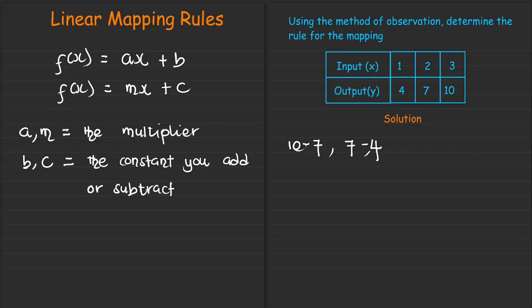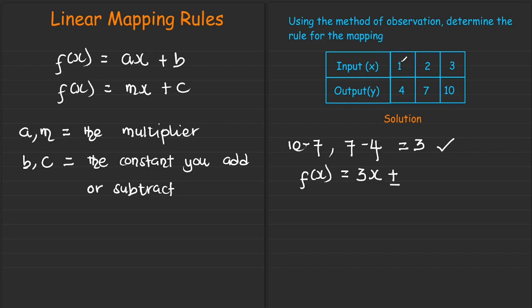10 minus 7 gives us a 3. And 7 minus 4 also gives us a 3. That alone should tell us that yes, the table here follows a linear mapping. Now with that, we have to guess the rule. After getting your constant difference, you say f(x) is equal to the constant difference, which is our 3, multiplied by your input, x. And then in your mind, you try to make adjustments, either a plus or minus.